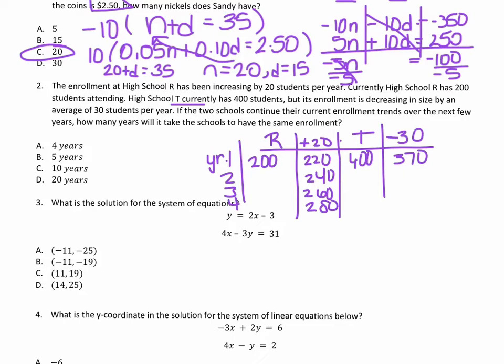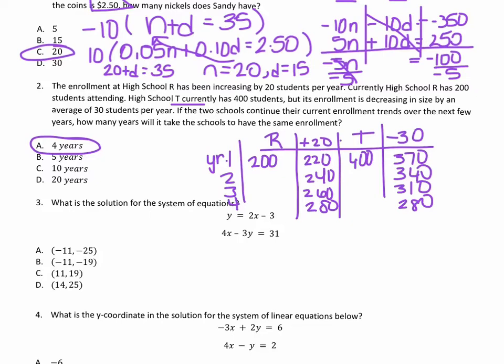So let's see, where am I at? 370, 340, 310, 280. Oh, look at that, year 4. Nailed it. If we were pushing 20 years or something like that, it would have taken longer, or we could have written an equation. So, what is the solution?